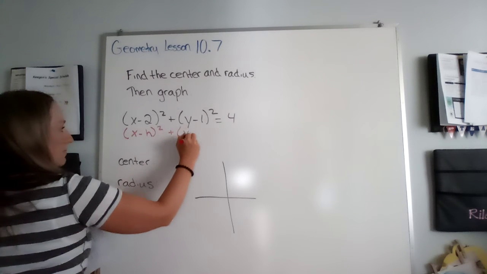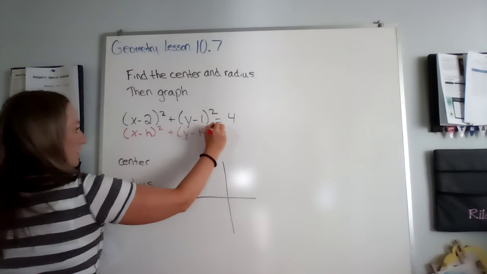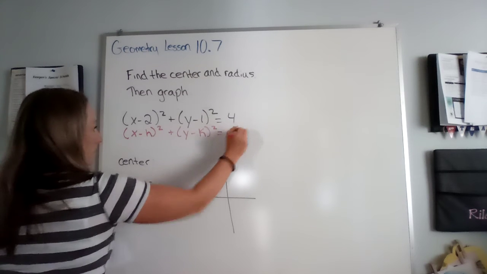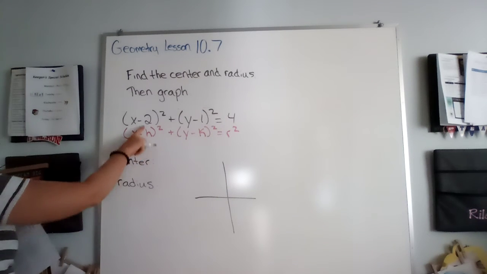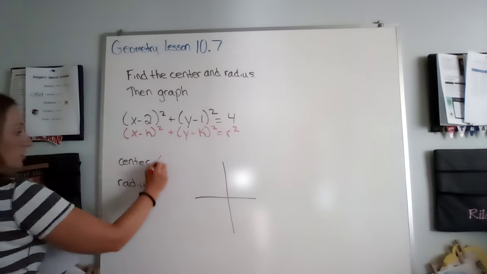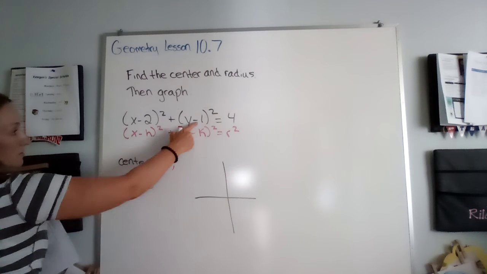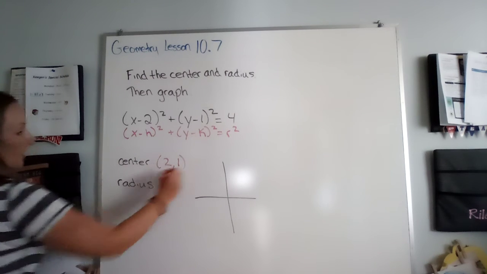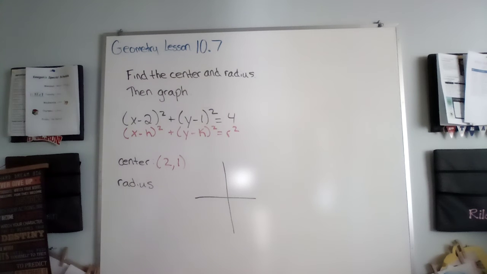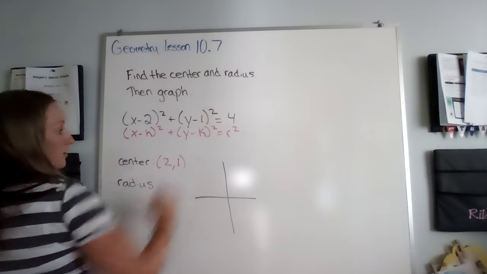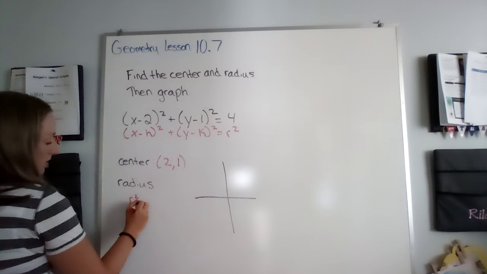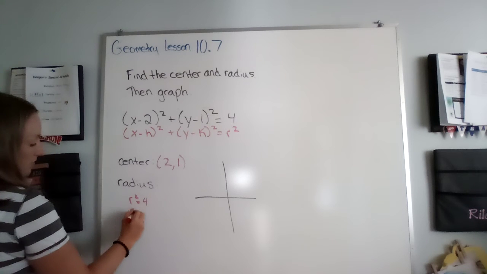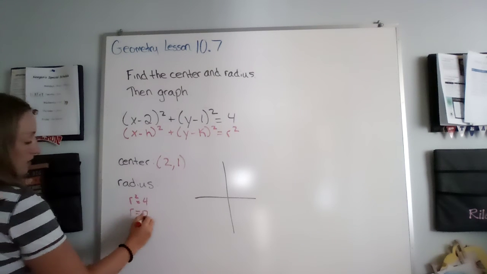Until you're familiar, under the equation, write down (x - h)² + (y - k)² = r². Then ask yourself, what number was plugged in for h? What number was plugged in for k? That's your center. Your radius, well, r² is 4. So what's r, which is just the radius? Square root both sides and you get a radius of 2.